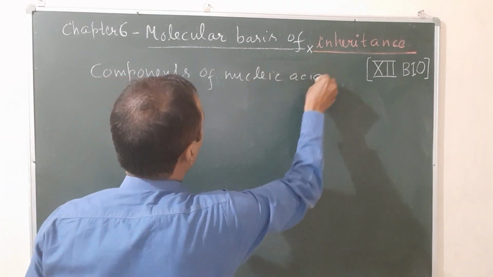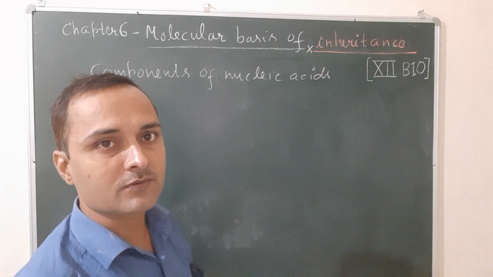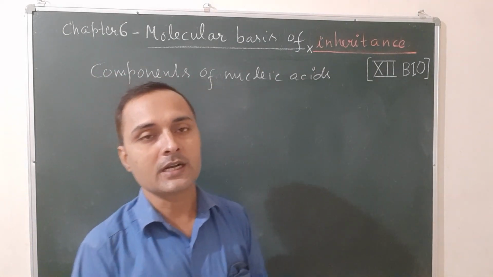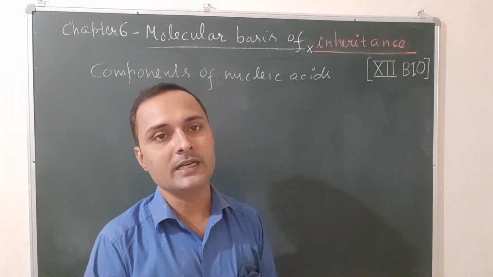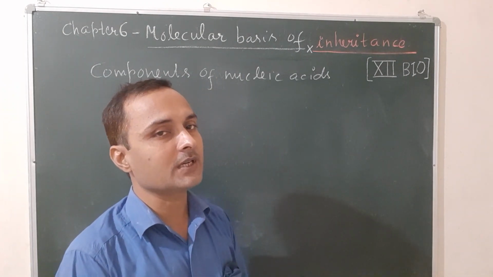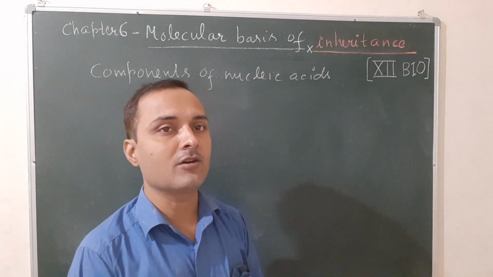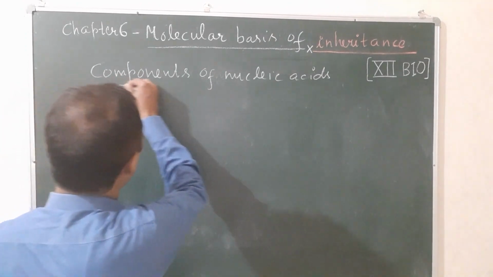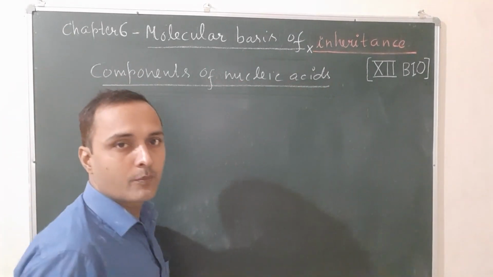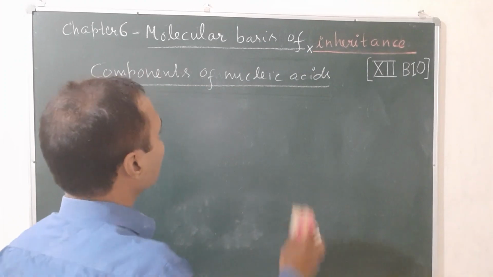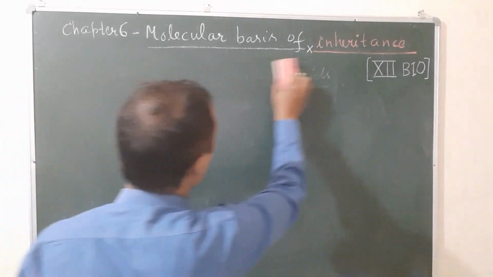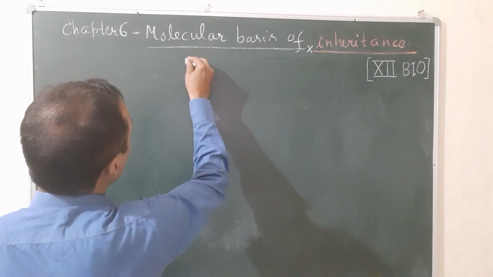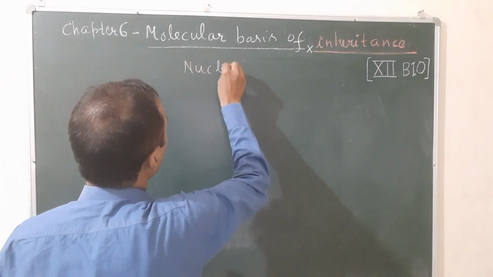You know the term nucleic acid was coined by Altman, and he also found there are two types of nucleic acid, DNA and RNA. DNA stands for deoxyribonucleic acid and RNA stands for ribonucleic acid. Chemically, the nucleic acid is a chain of polynucleotide. So let us see the various components first in the form of a flow chart, then I will explain one by one in detail.